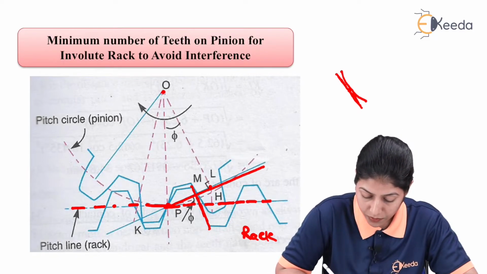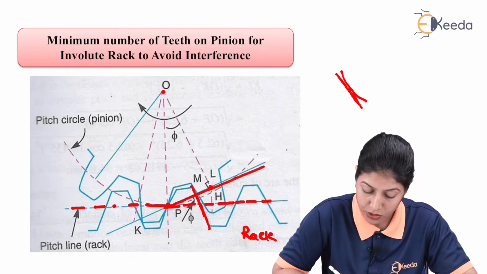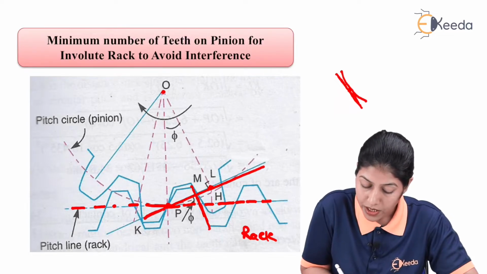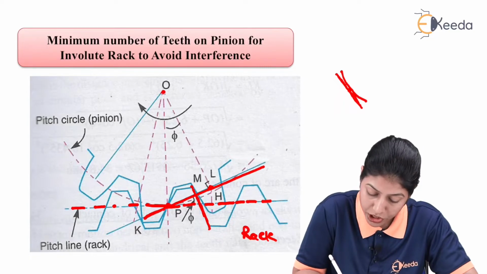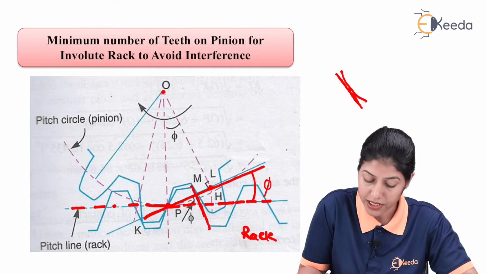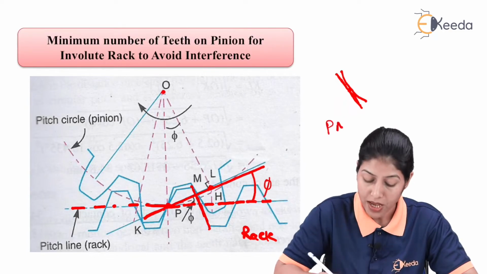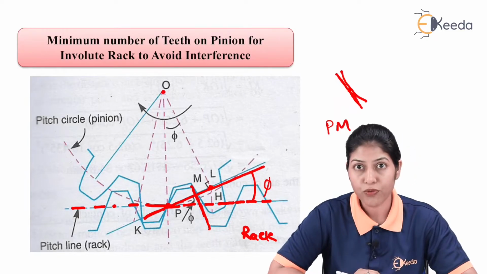Here, one tangent which is passing through the base circle passes through point M, and it will also pass through point P, and it will intersect this particular tangent of the pitch circle which is passing through pitch point P. So the pressure angle phi we define here. This particular angle is represented as phi, and the tangent which is passing through point M and the pitch point we can consider as PM. This PM will be perpendicular to this straight profile.